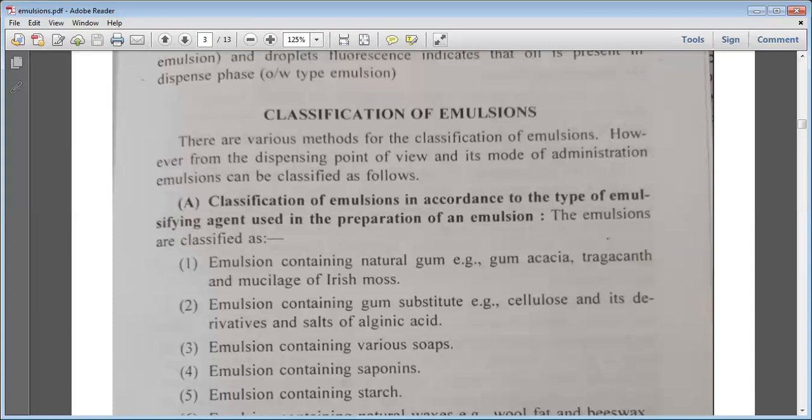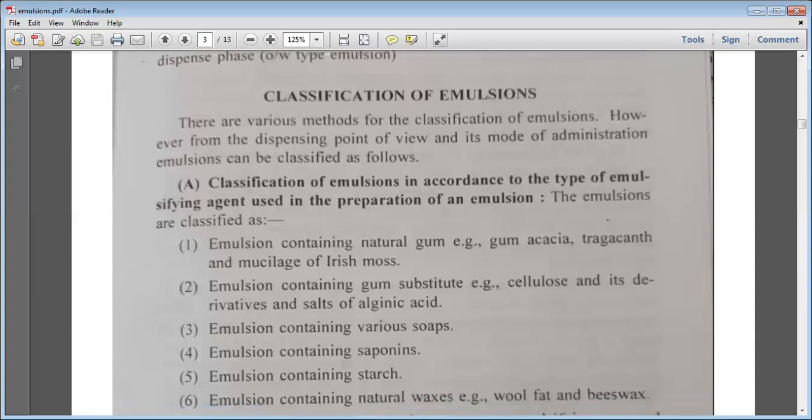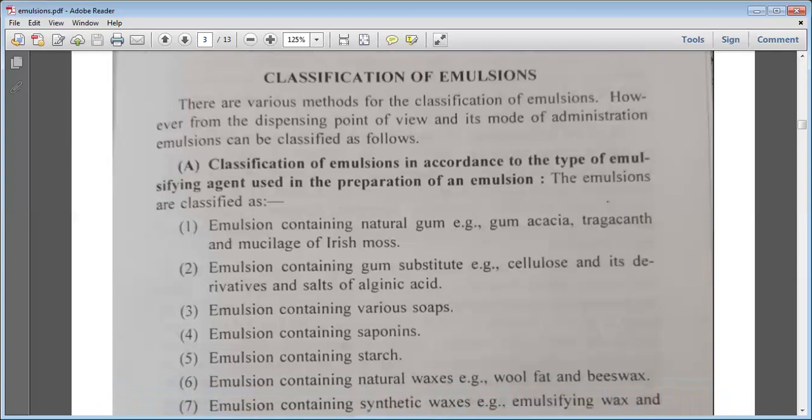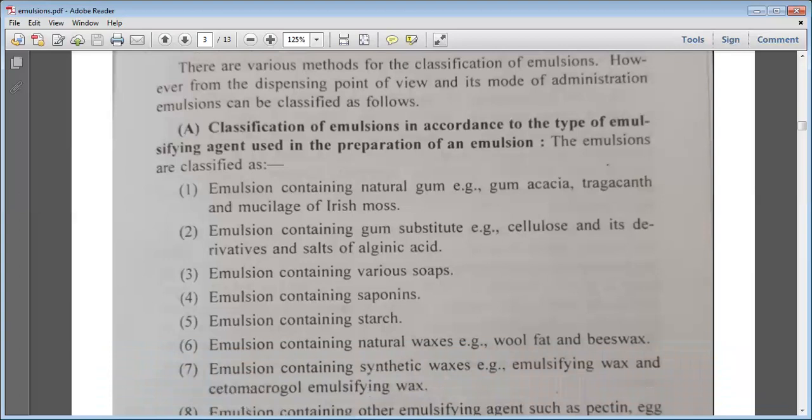So next, emulsions containing a gum substitute, for example, cellulose and its derivatives and salts of alginic acid. Cellulose, you know, is obtained from the original source. So it is known as cellulose derivatives or cellulose substances, which are used as the emulsifying agent in the formulation of emulsions. Emulsions containing various soaps. So emulsions can be prepared by using soaps, saponins, starch, and also emulsions containing natural waxes.